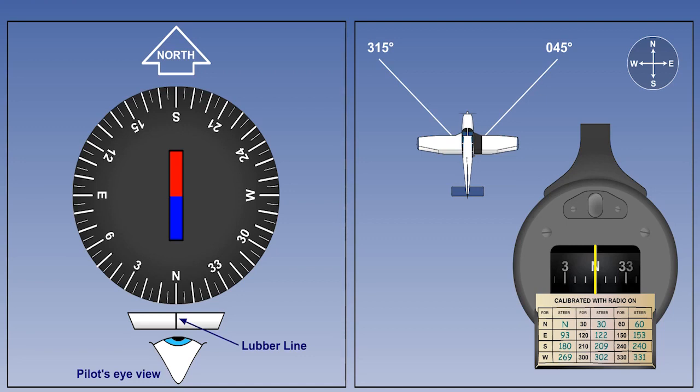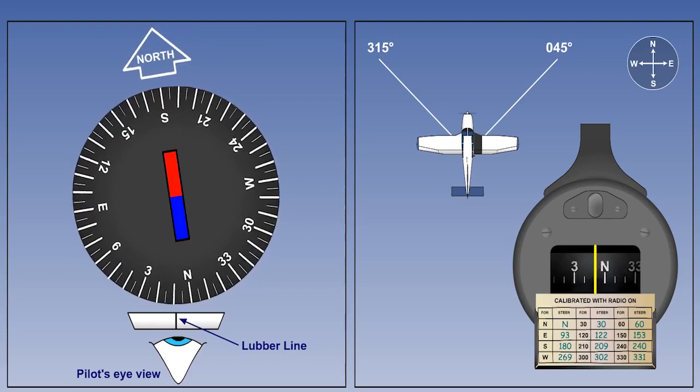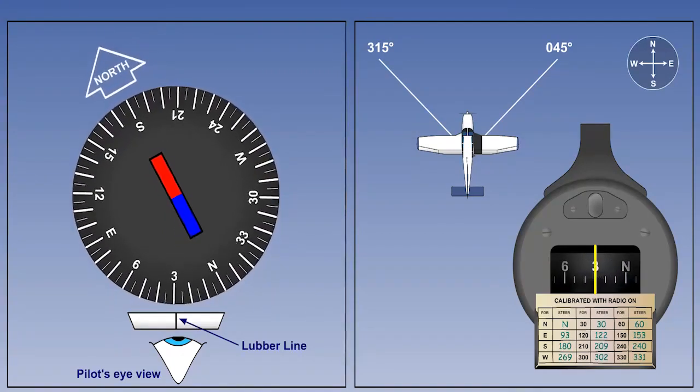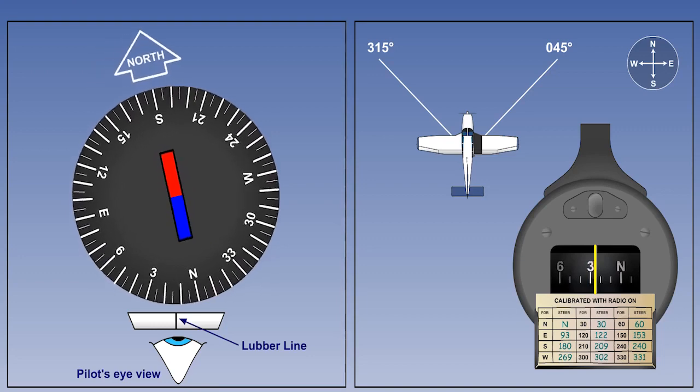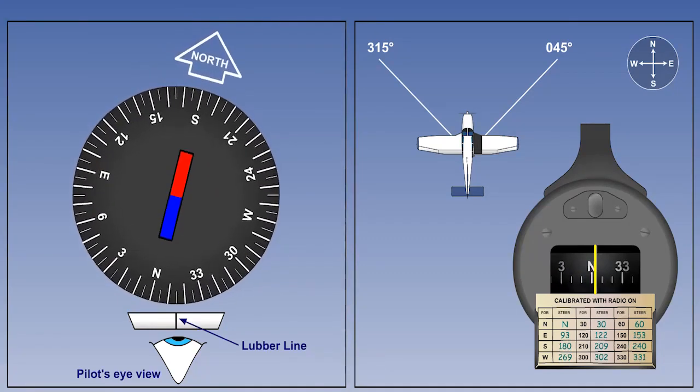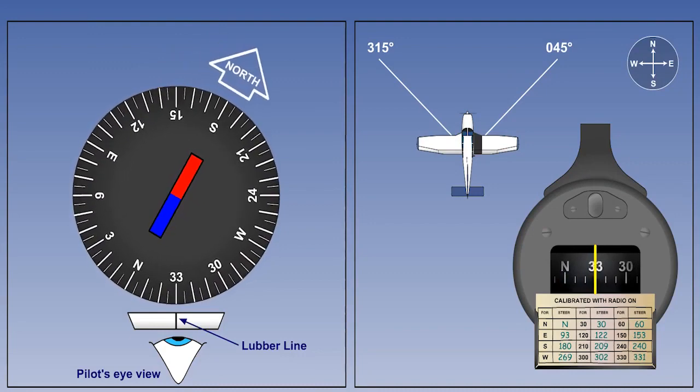Remember that the compass card is fixed to the magnet, while the lubber line is fixed to the compass casing. So if the magnet swings anti-clockwise when viewed from overhead, the compass reading will increase, or overread. Conversely, if the magnet swings in a clockwise direction, the compass will decrease, or underread.